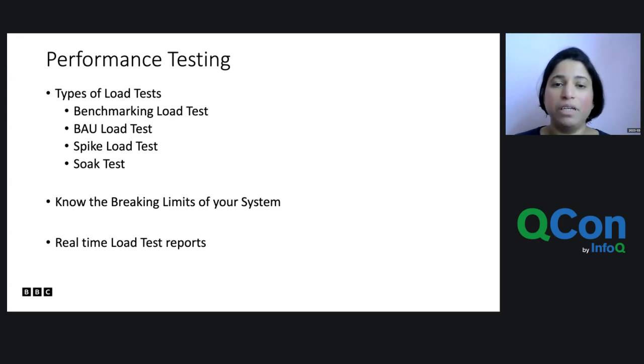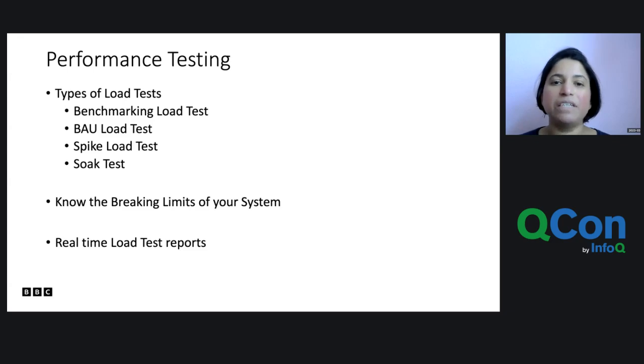Of course, it's really good to know the breaking limits of your system. That's the uppermost threshold that your system can handle. And this information is really vital, especially for high-profile events, so that you know what is the capacity, and then you can make those pre-scaling decisions.